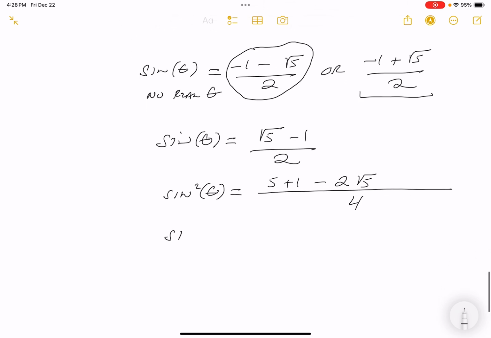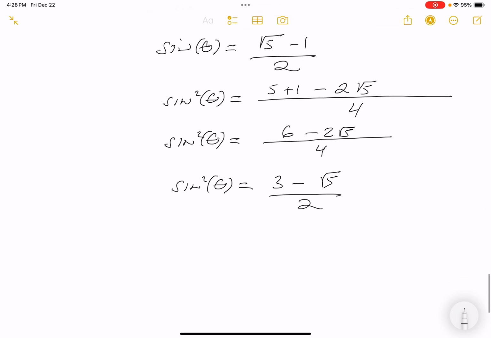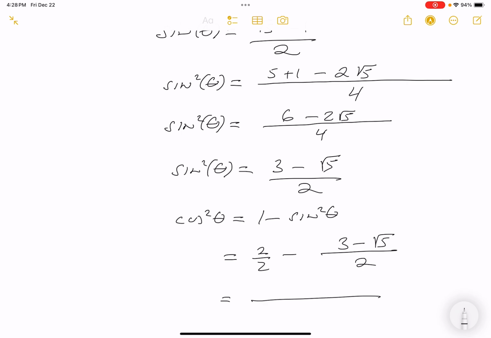Let me keep going along with this. So sine squared theta is going to be equal to 6 minus 2 root 5s over 4. And for sine squared theta, I'm going to divide by 2, by the way: 3 minus root 5 over 2. All right, we're well on our way to getting cosine squared now. Let's write this down. Cosine squared theta is going to be equal to 1 minus sine squared theta. Well, I can write that down. 1 is going to be 2 over 2 minus 3 minus the root of 5 over 2.